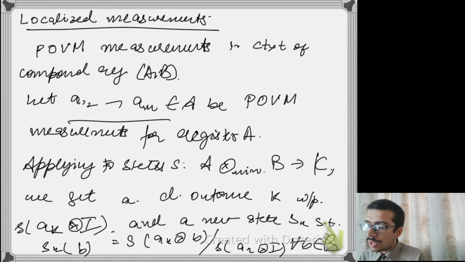So if I have a measurement which is defined only over the first register, then I can assume that over the second register I just apply identity. The state I get over the second register is defined by fixing the first value to be AK, which is what I obtained earlier, and then normalizing the probabilities. This is how we define localized measurements on states in C star algebra. Localized measurement means: what if you only have a measurement operator on the first register, how does it act on the overall state?